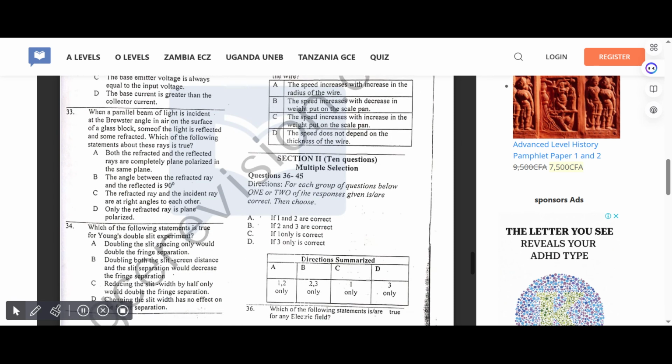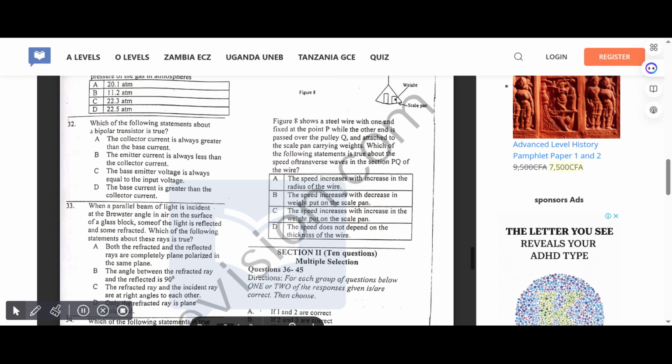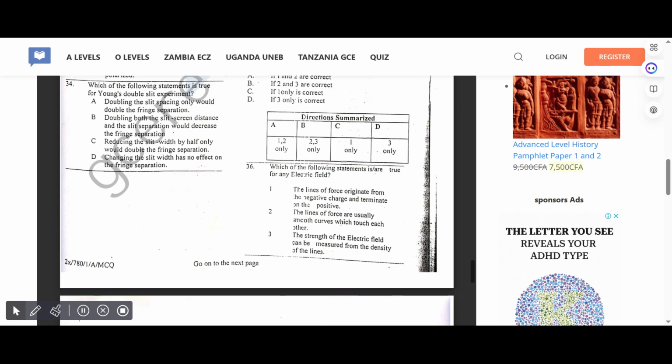When a parallel beam of light is incident at the brightest angle in air on the surface of a glass block, some of the light is reflected and some refracted. Which of the following statements about this ray is true? Correct answer for 33 is B. Which of the following statements is true for Young's double slit experiment? Correct answer for 34 is C, which is reducing the slit width by half only will double the fringe separation.